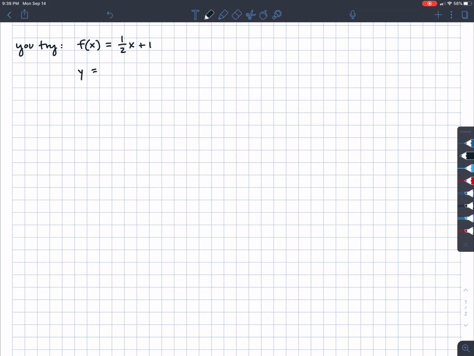Rewrite as y equals 1/2 x plus 1. Change out x and y. And now we are going to get y by itself. Notice that this is 1/2, so I'm dividing by 2. So I need to multiply every term by 2.